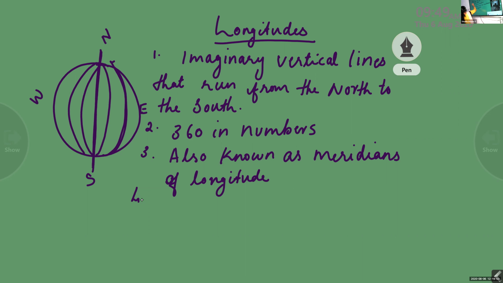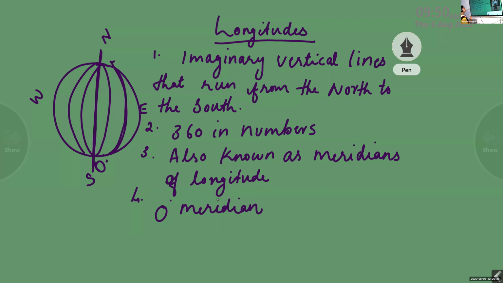Next point, this is the 0-degree meridian. The line passing through the middle of the earth divides the earth into two equal parts, the Western hemisphere and the Eastern hemisphere. This line is called the 0-degree meridian. The 0-degree meridian passes through Greenwich in the United Kingdom.